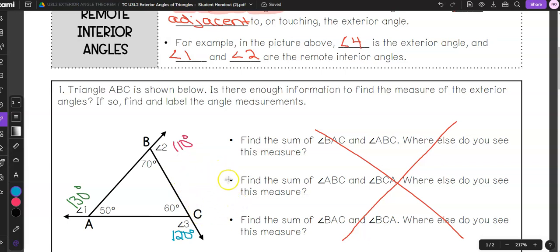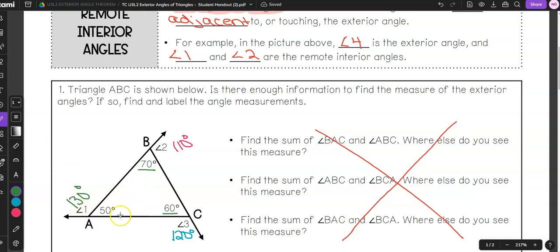Okay, but there's another place that I can get these measurements, and that is from the remote interior angles. Let me show you what I mean by that. 130 is also, let me grab my green, 70 plus 60, right? 70 plus 60 is 130. Well, this angle right here and this angle right here are remote interior angles to angle 1. So if I look at angle 1, look at all the interior angles, the ones that are farthest away from it, or remote to it, are 70 and 60. If I add up 70 and 60, I can get angle 1.